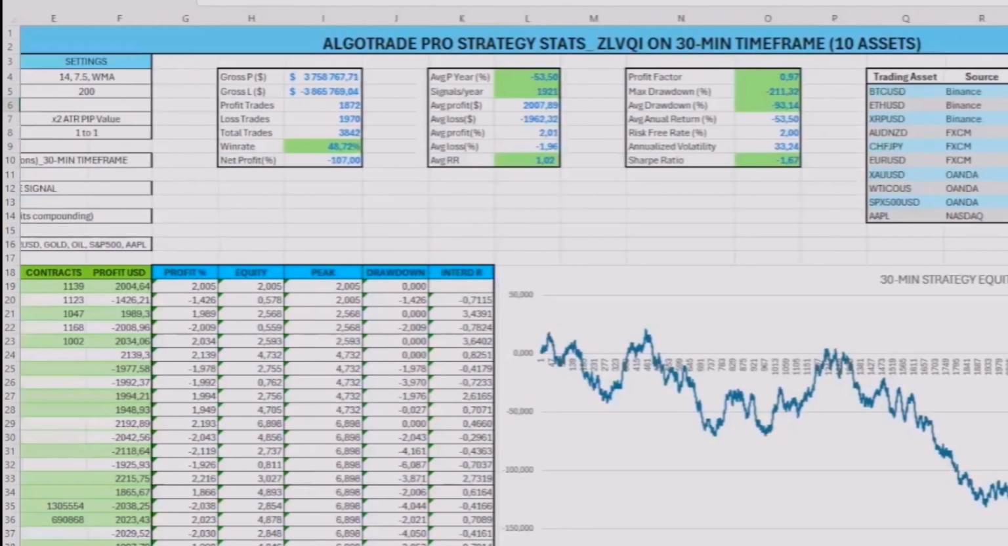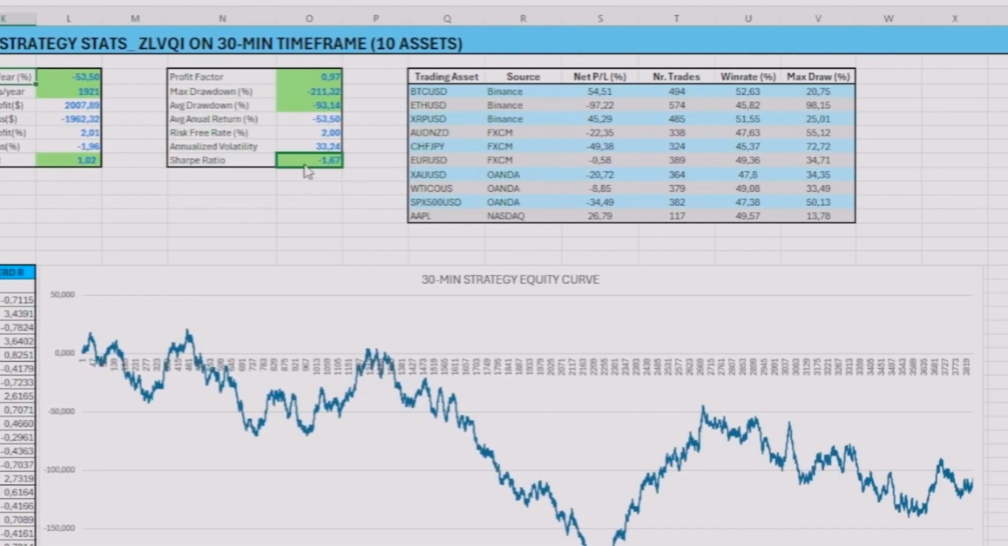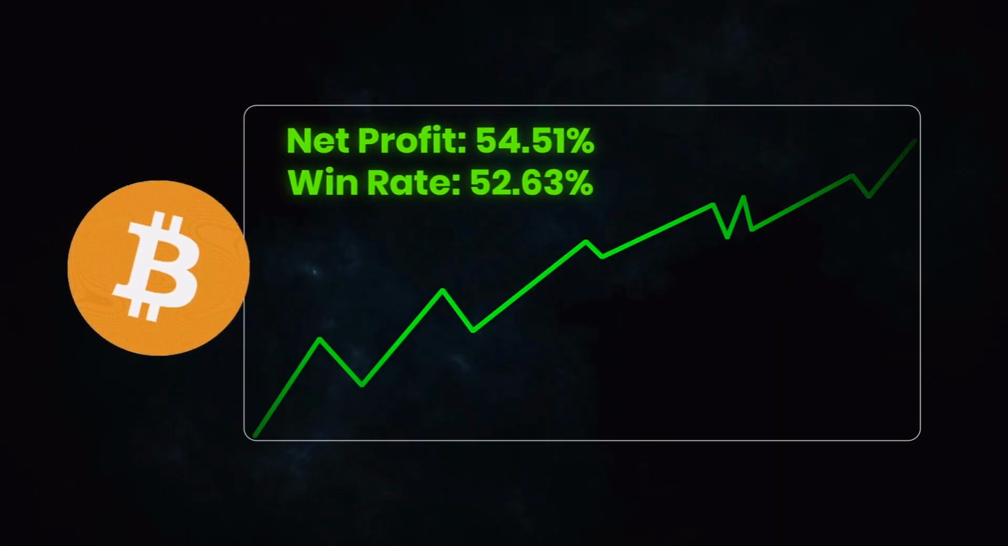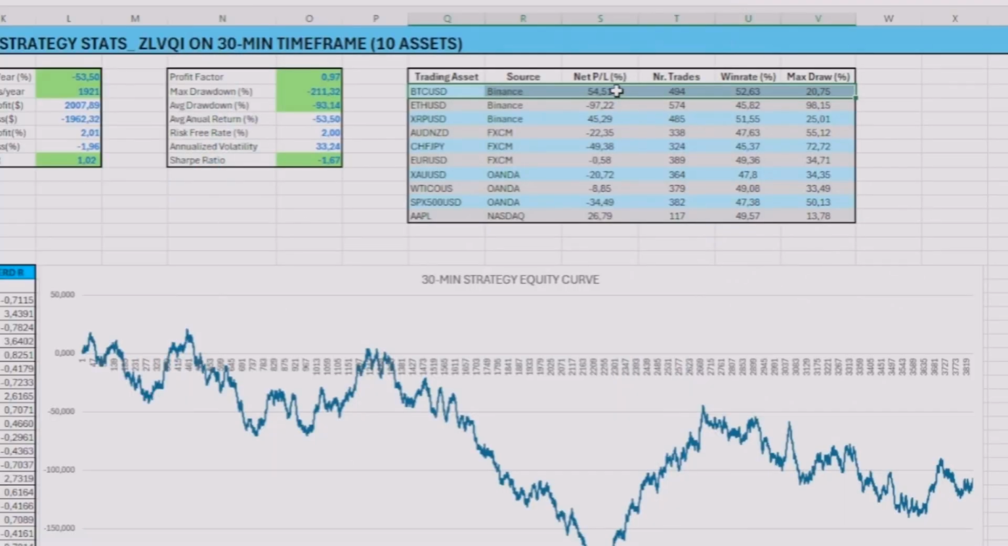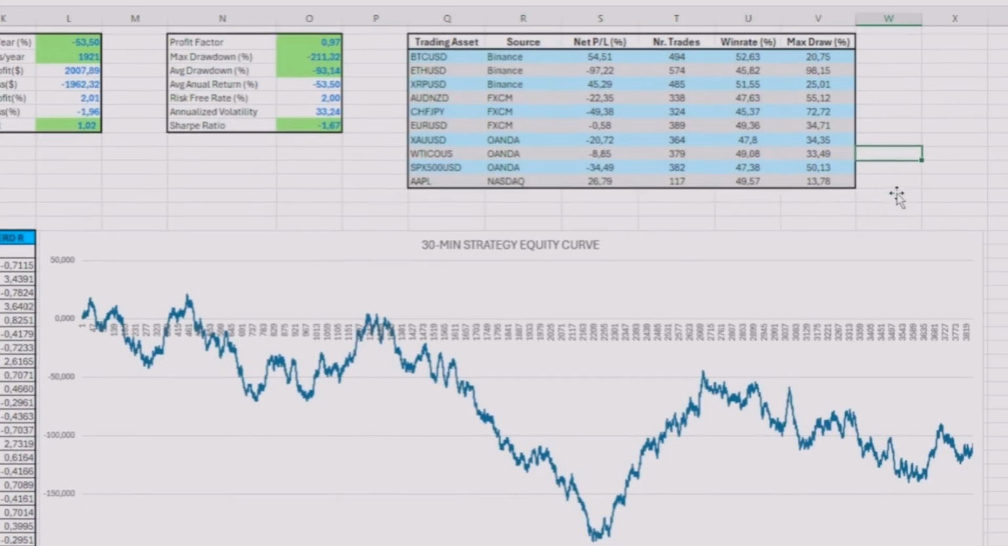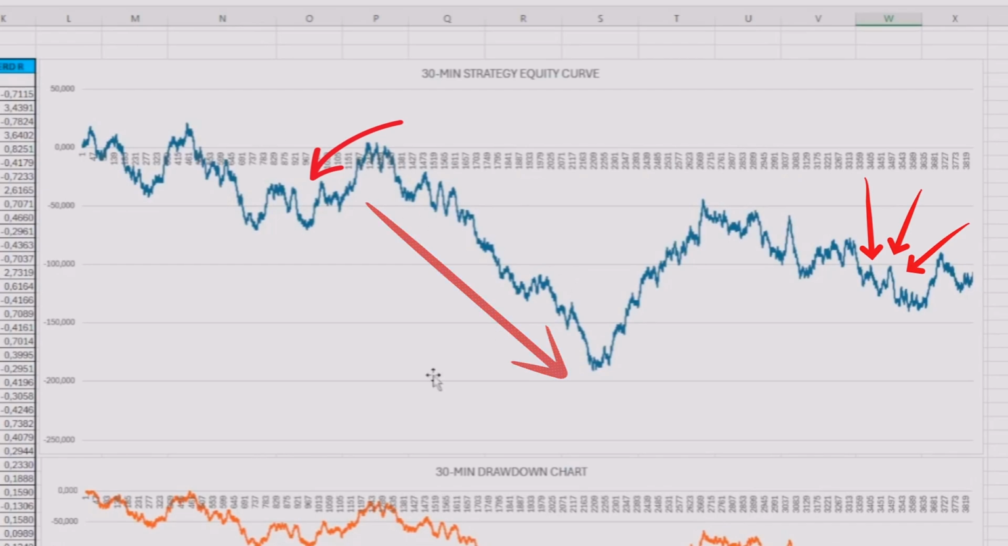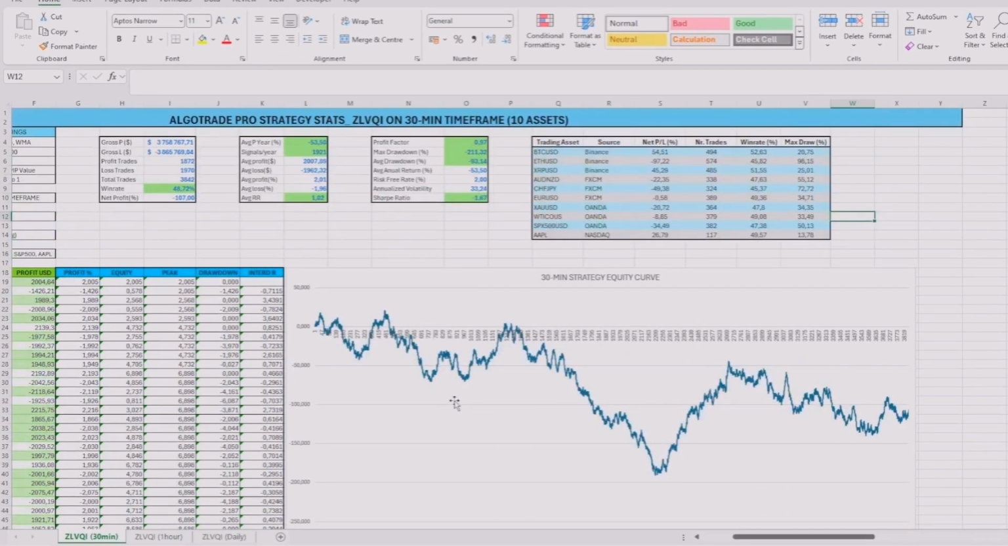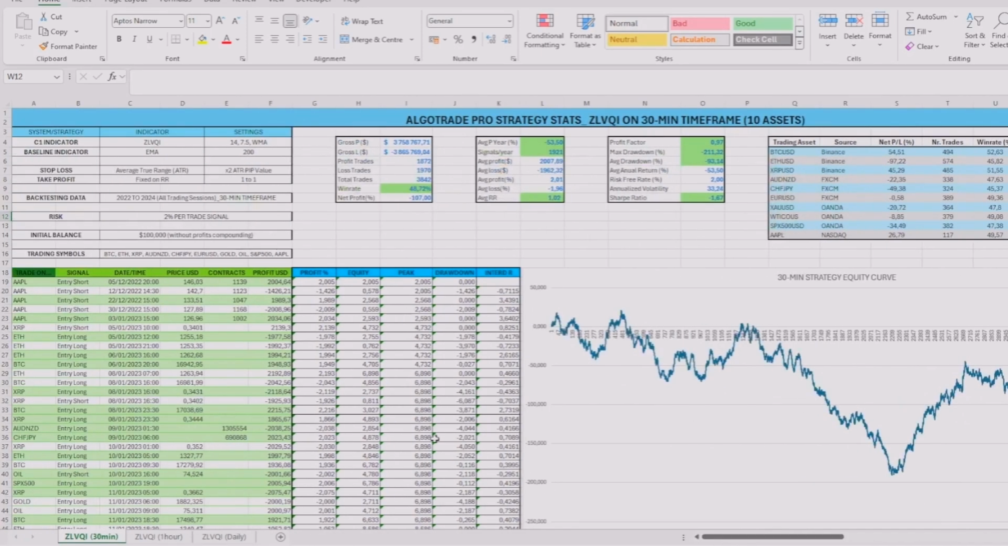Here we've got some other stats, and in this table you can analyze the results of every single asset, where you can notice that Bitcoin was the best performing asset, with a net profit of 44% and a 52% win rate. But the majority of the other assets were unprofitable, something reflected on the equity chart, which was awful. With these results, we can conclude that this indicator is probably not suitable for lower time frame strategies.